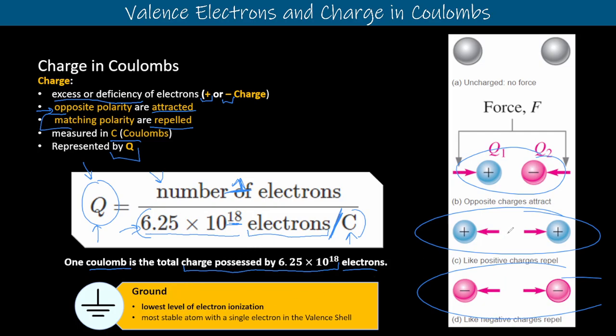One other thing to keep in mind is that the ground is going to be the moment of the lowest electrical ionization. And so that's going to be this uncharged moment up here. There's no forces available when it's at ground because there's no potential left at ground. So that's going to be our most stable version of that single valence shell.